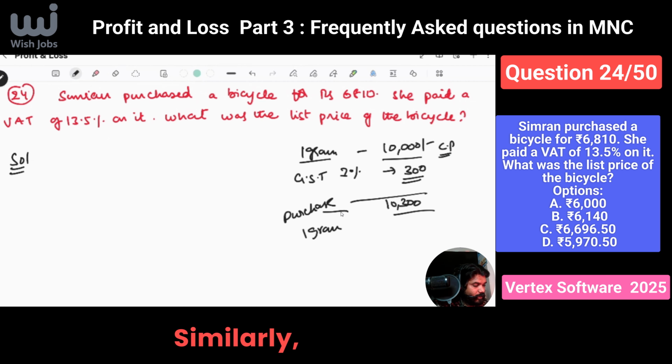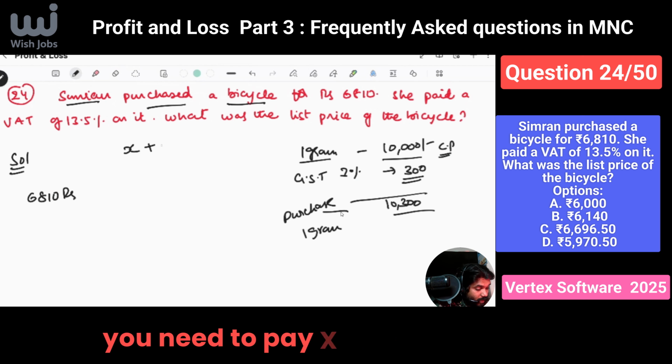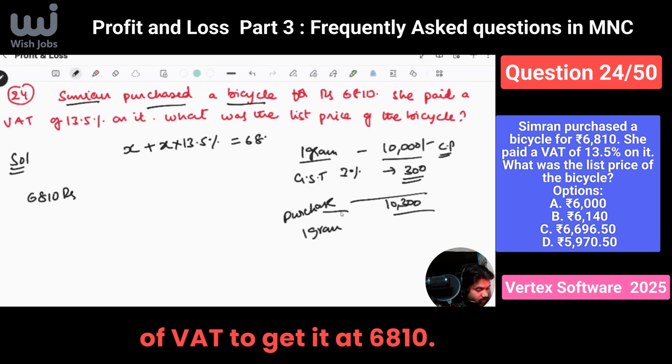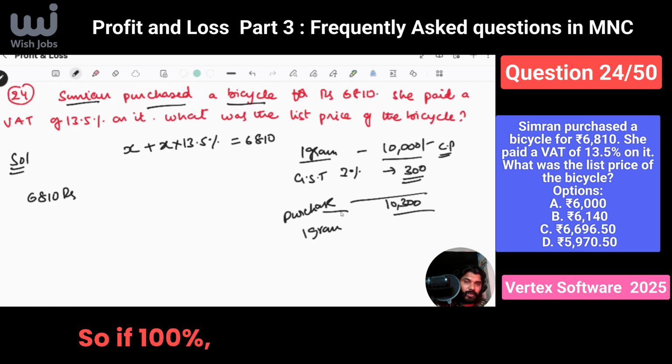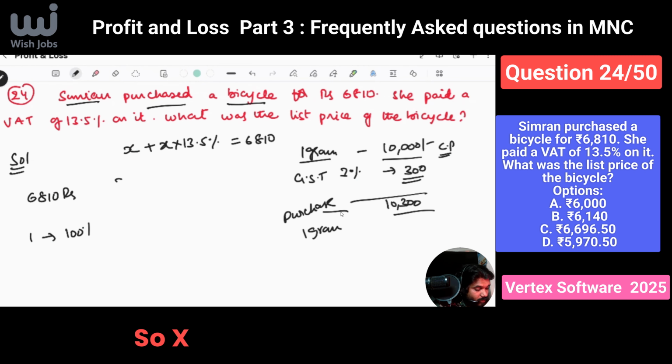Okay, similarly, Simran purchased a bicycle. So the purchase done by Simran is at 6,810 rupees. So if X is the list price, you need to pay X plus 13.5% VAT to get it at 6810. Okay, so if 100 rupees is the cost of the cycle, he needs to pay 13.5 rupees as tax. So X into 1, if you convert it into percentage, would be 100%. So X into 100 plus 13.5 is 113.5 percent equal to 6810.